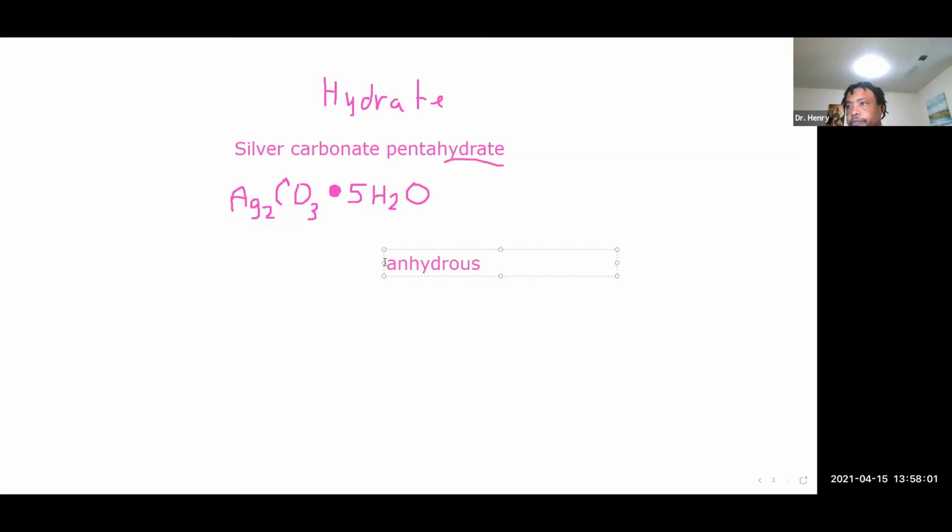I already know that one. Okay? So if something is anhydrous, it's letting you know that at one point they had water in it, but they removed it. So we'll say silver chloride anhydrous, right? So that means it started off with water in it, but they removed it.